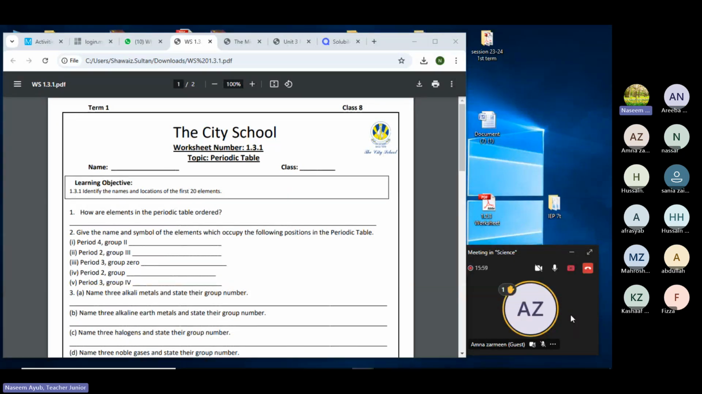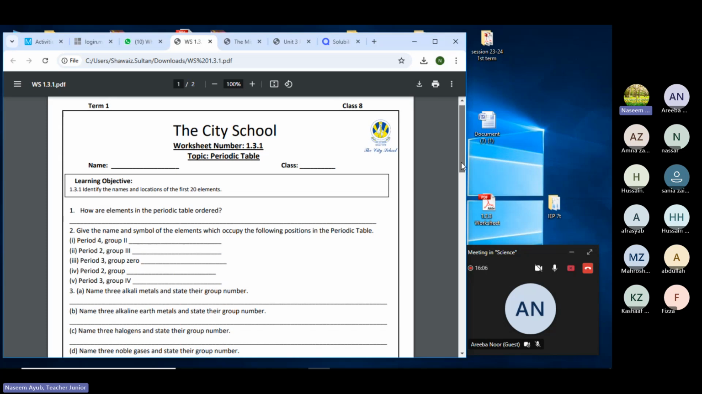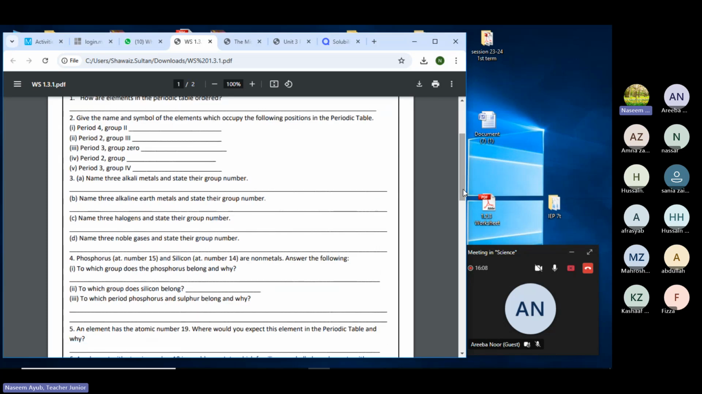Okay. All right. Now we are moving forward towards the next question. As I already told, according to their groups, group 1 is named as what, and group 2 is named as what. So first of all, name 3 alkali metals and state their group number. Yes, Kashaf, can you tell me?